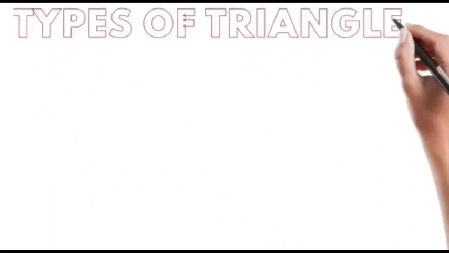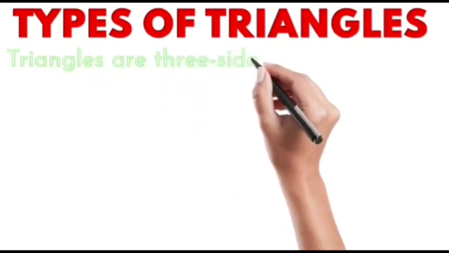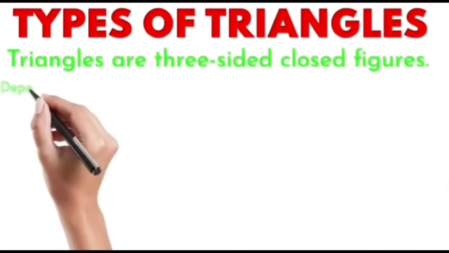Types of triangles. As we very well know, triangles are three-sided closed figures, and depending upon the measurements of sides, triangles are classified.